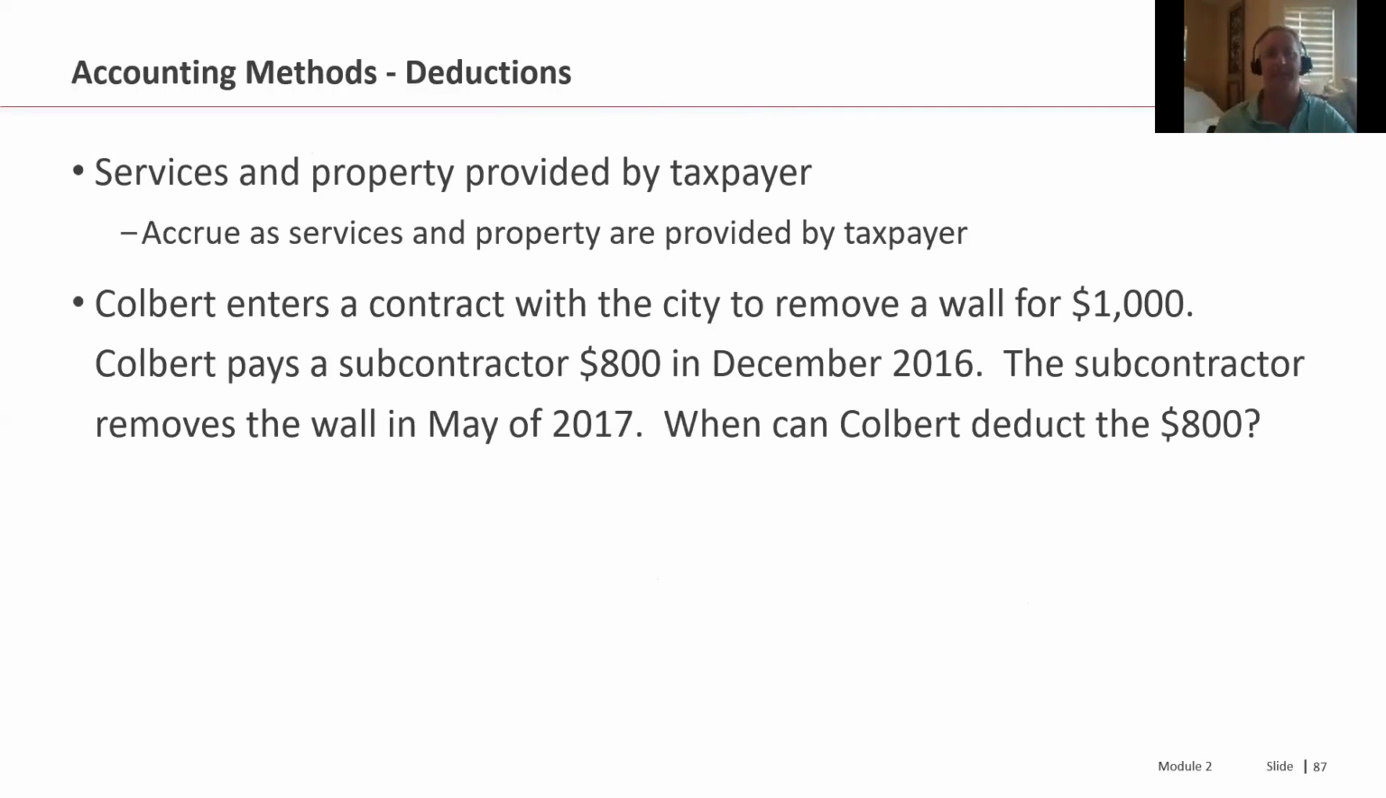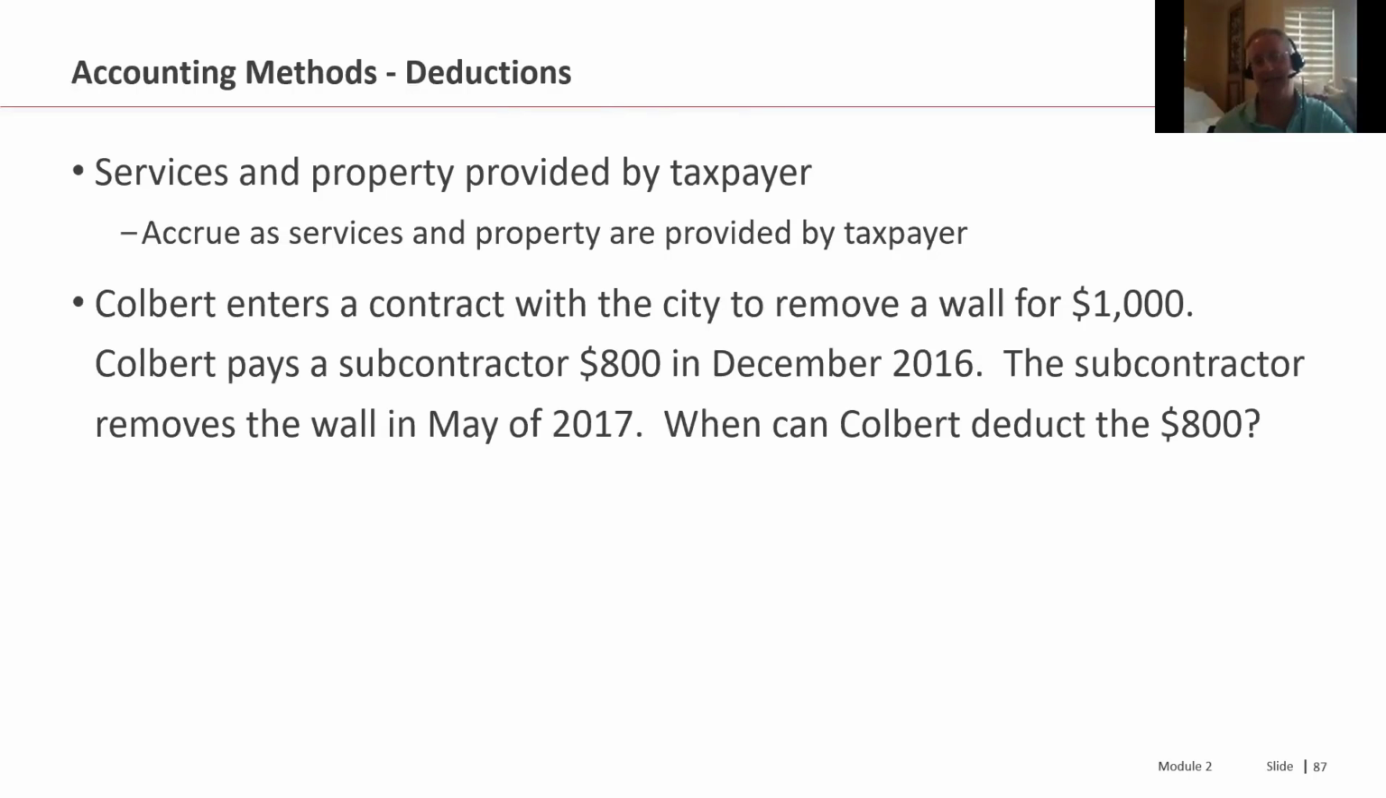All right, services and property provided by the taxpayer. I told you I'd give you an example of this, so here it is. So you accrue that cost as services and property are provided. That's when economic performance occurs. So let's say Colbert enters into a contract with the city to remove a wall for $1,000. And Colbert says, you know what I've realized? I want to deduct this cost right away.